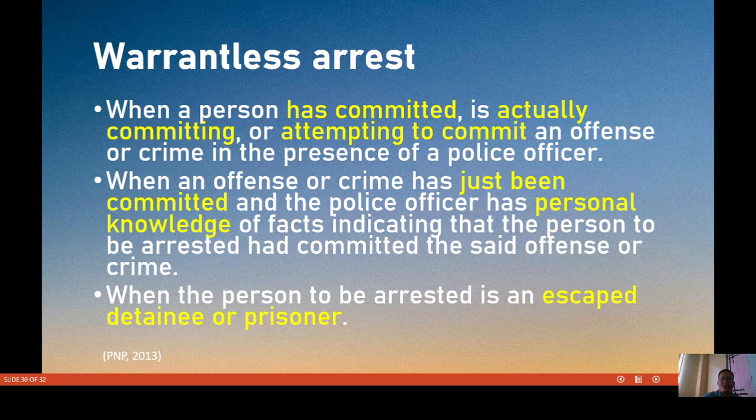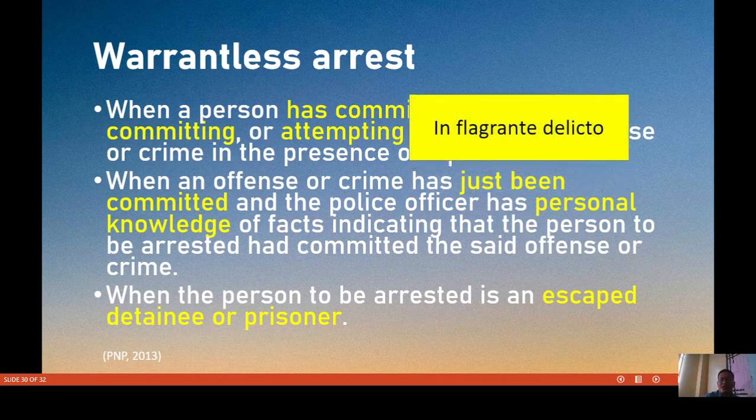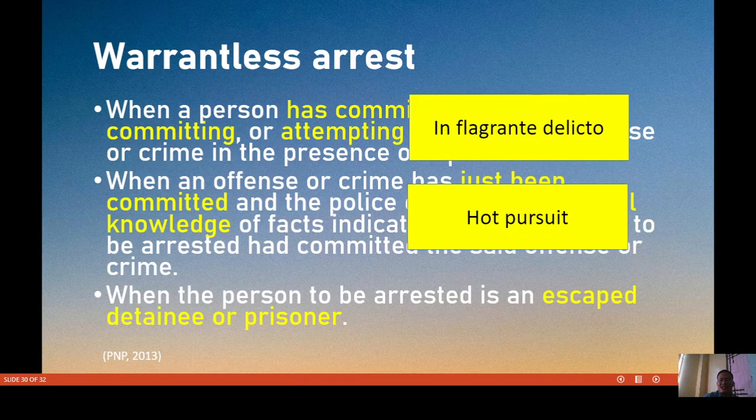Then the third instance is when the person to be arrested is an escaped detainee or prisoner. So you do not need a warrant of arrest. So these are the warrantless arrests, or exemptions to the rule that you cannot arrest a person without a warrant. The first one is arrest in flagrante delicto, or caught in the act. The next instance is hot pursuit.